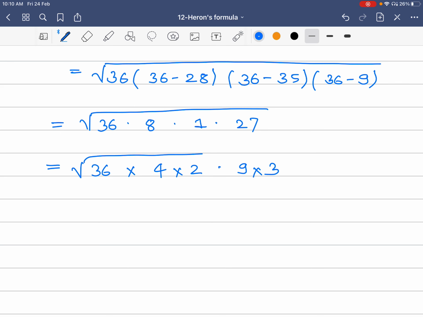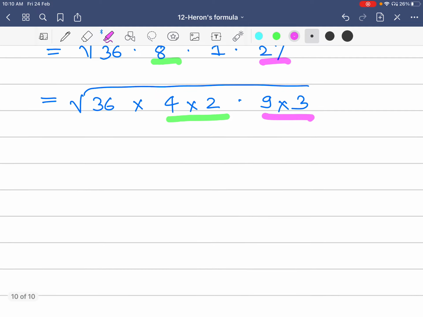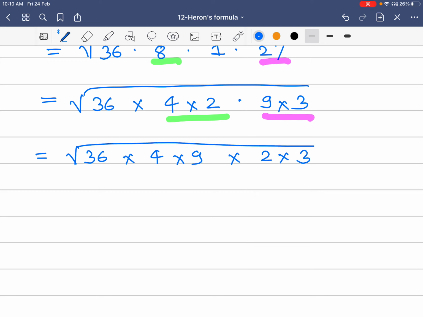So nothing special has been done. All I've done is just split up these numbers. 8 has been split into 4 into 2, and 27 has been split into 9 into 3. Now, if you notice here, 4 is a perfect square, 9 is a perfect square. So let's separate them. That's going to be the square root of 36 into 4 into 9, and into 2 and 3 remain as they are. So this becomes our term.